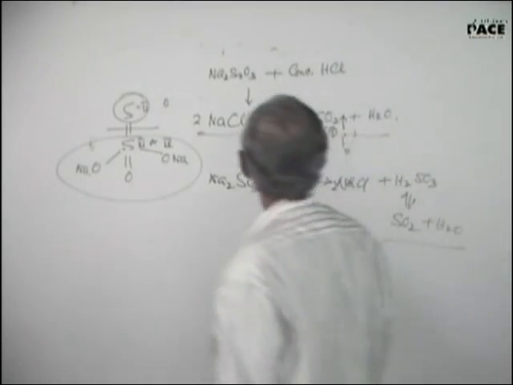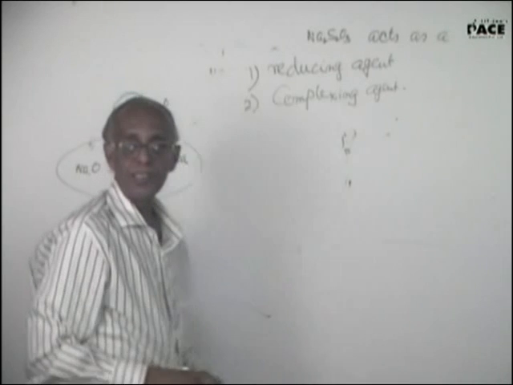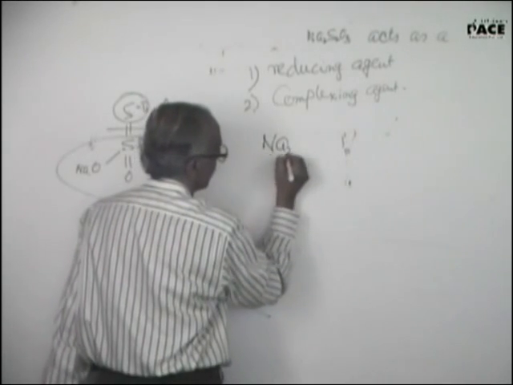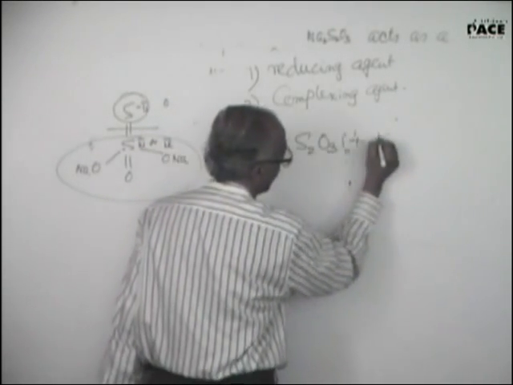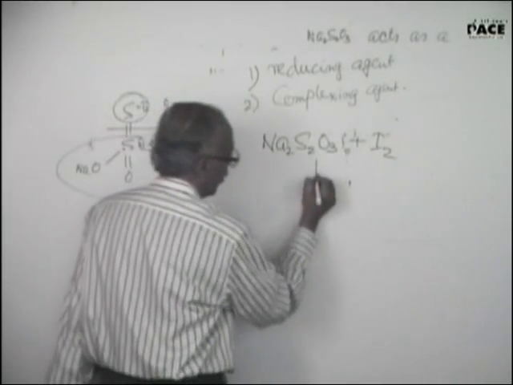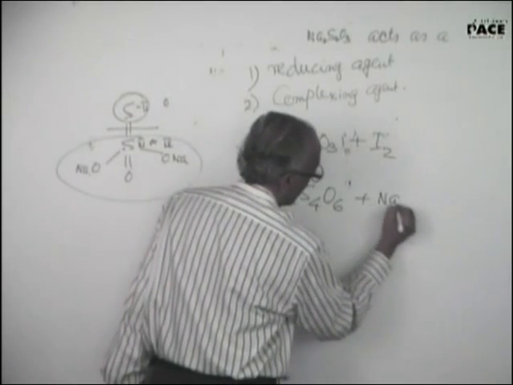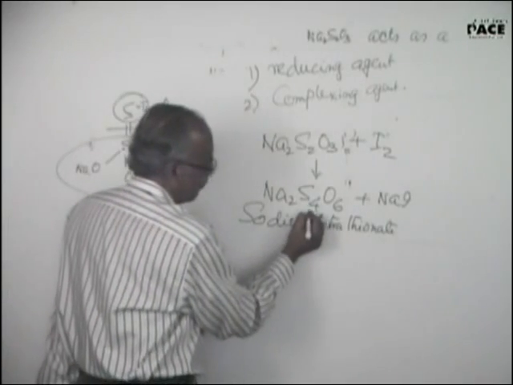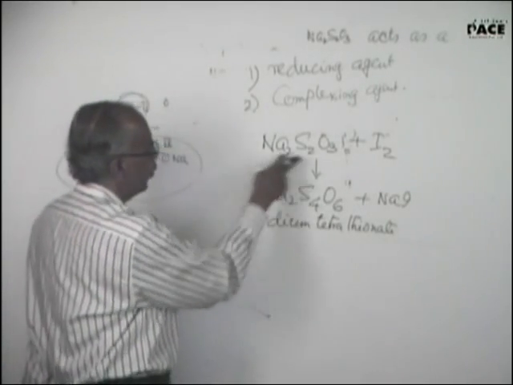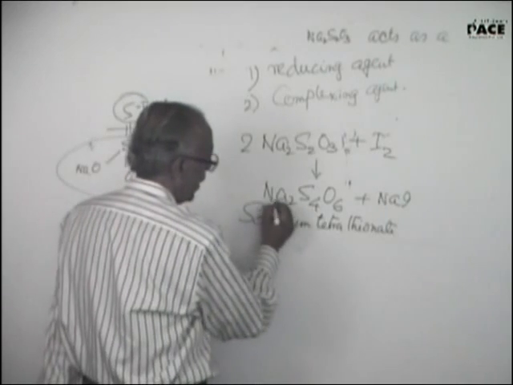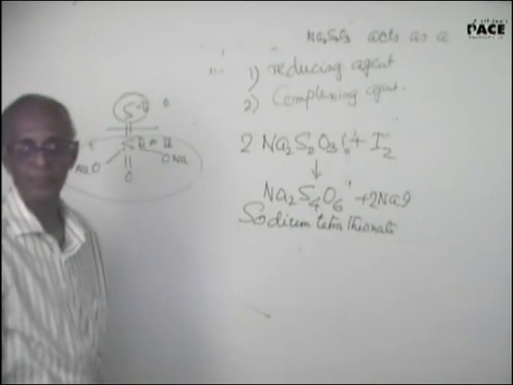Sodium thiosulfate shows 2 different properties. It acts as a reducing agent, it acts as a complexing agent. Sodium thiosulfate, when you react with iodine, you get sodium tetrathionate plus sodium iodide. How can I get 4 sulfur from 2 sulfur? So I have to multiply by 2 to get Na2S4O6 plus 2 sodium iodide.